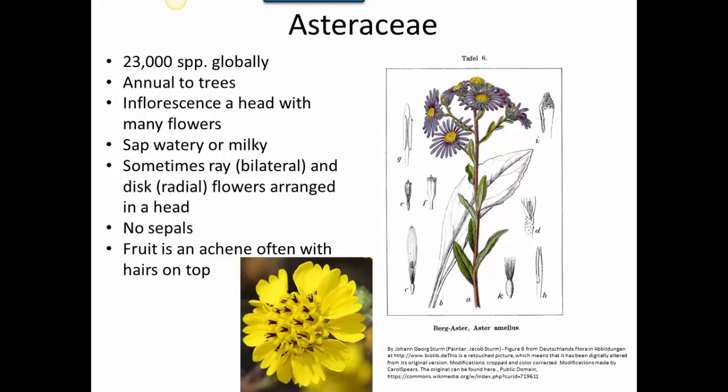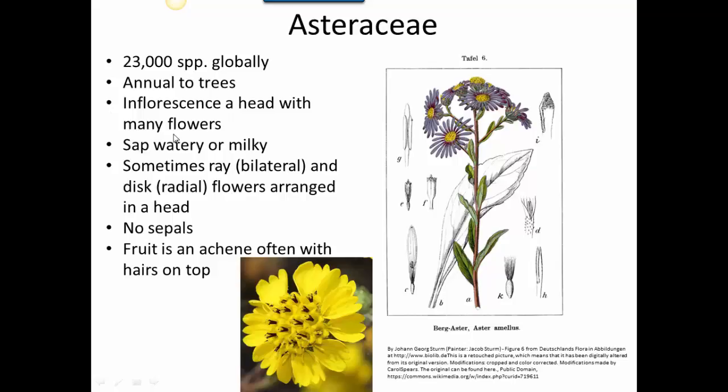Another large group of eudicots are the plants within the family Asteraceae. So this is a large group containing 23,000 species globally, including well-known plants like sunflowers and daisies. These plants range in terms of their habits. Some of them are annual herbaceous plants, perennial herbaceous plants, and then also perennial woody plants.